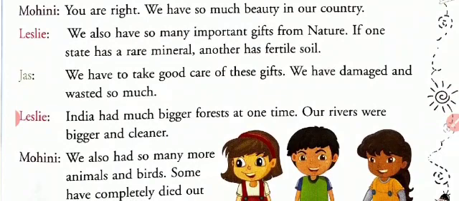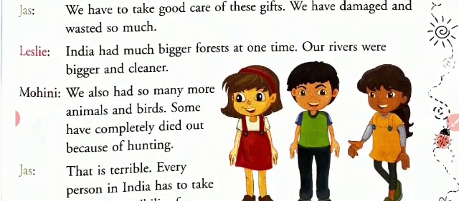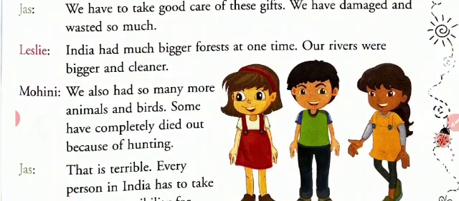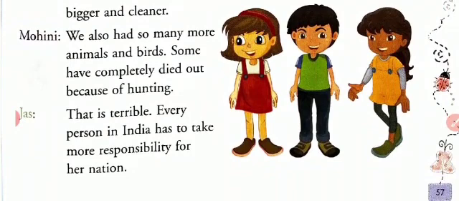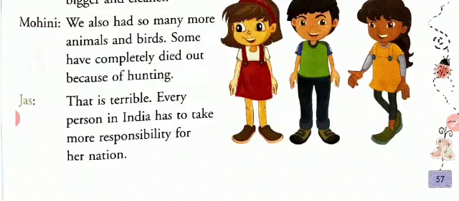Jazz: We have to take good care of these gifts. We have damaged and wasted so much. Leslie: India had much bigger forests at one time. Our rivers were bigger and cleaner. Mohini: We also had so many more animals and birds. Some have completely died out because of hunting. Jazz: That is terrible.